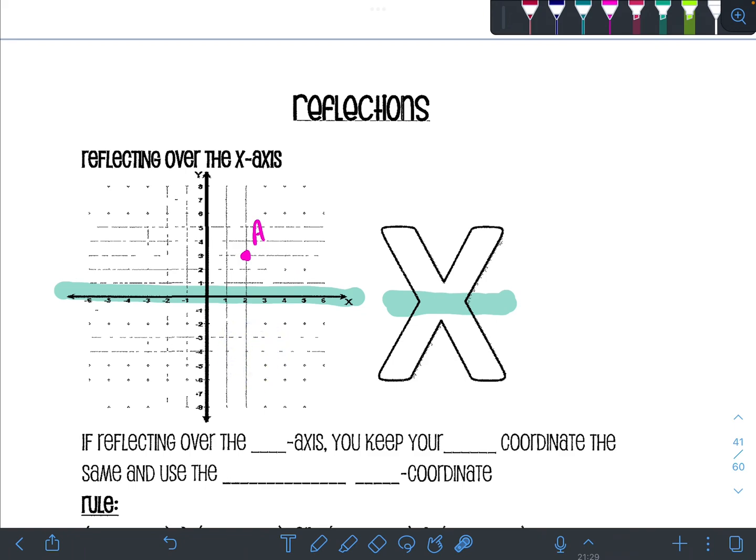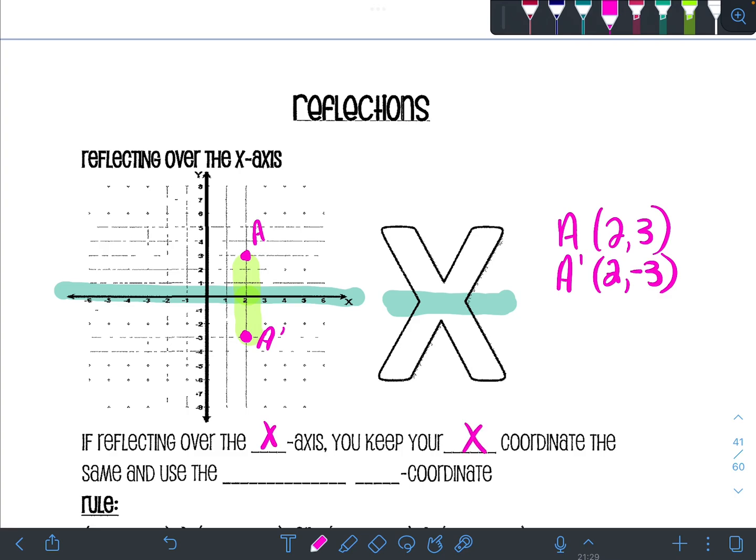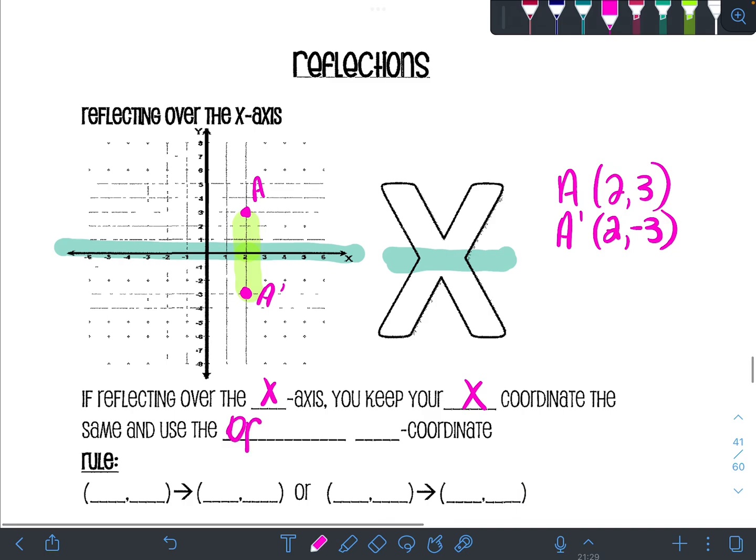So if my A is currently at (2, 3), I know that it is 2 spaces away from my x-axis, so I want to make sure that it is now 2 spaces down here away from my x-axis. And so my A prime is going to be at (2, -3).